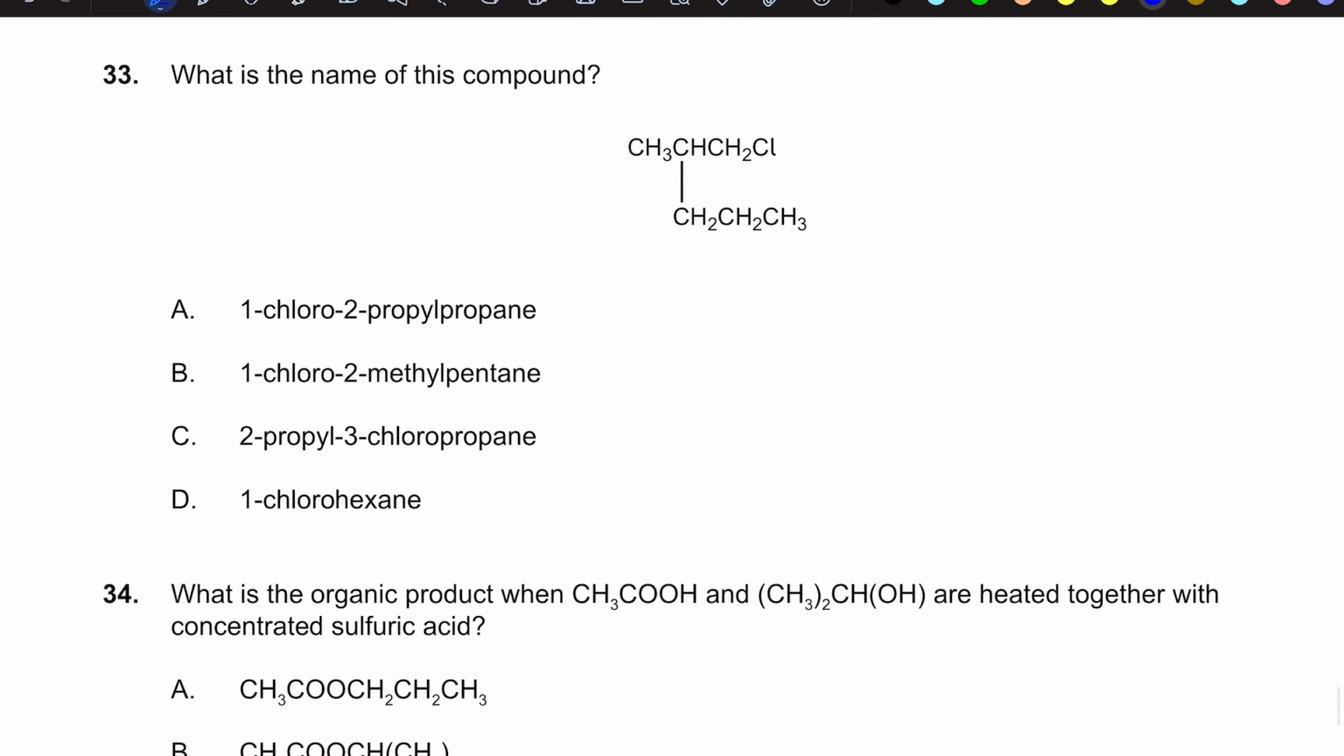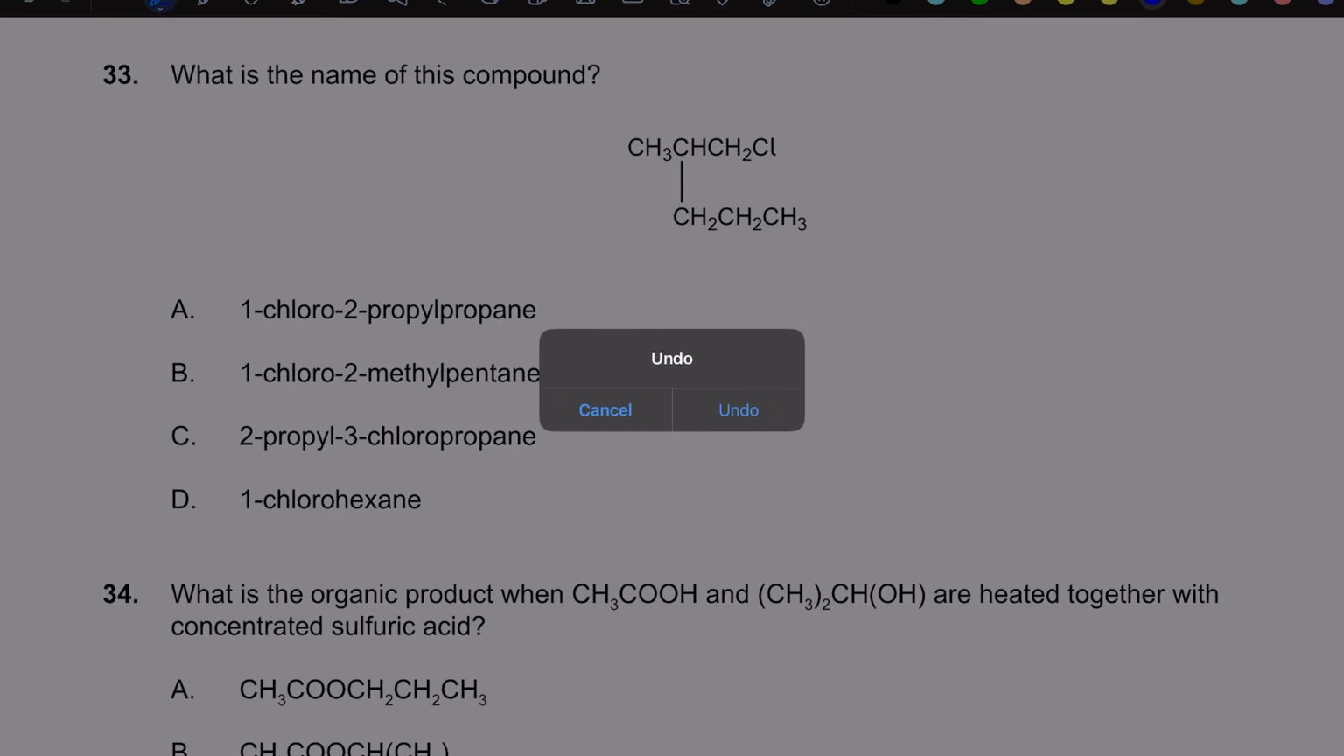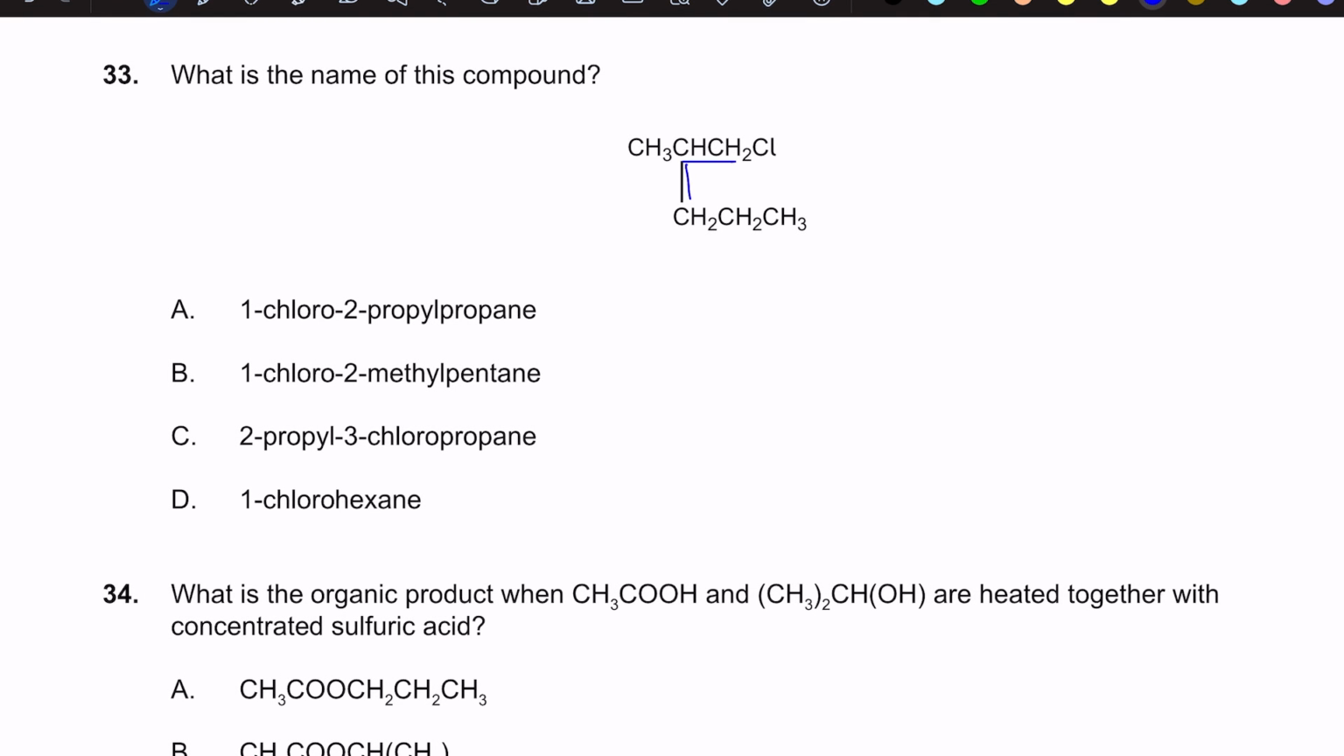For 33, we have to write the name of this compound. To find the name, we first have to identify the longest chain. The longest chain, I believe, should be this. Now we have to number it so that we get the lowest locants, so numbering should start from here. So you have 1 chloro, 2 methyl. The 3 carbon atoms is prop, all single bonds, no functional groups present. So 1 chloro, 2 methyl propane, which gives B as the right answer.